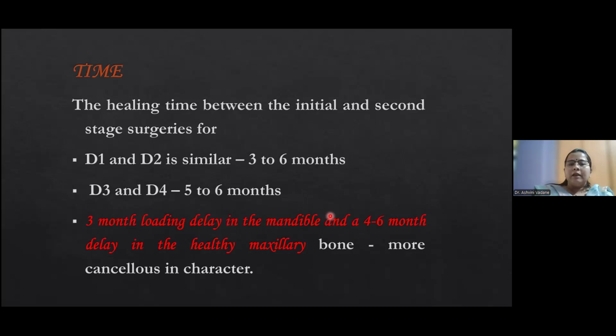The healing time between the initial and second stage surgeries for D1, D2, D3, D4, these are the bone qualities that we will see in the further lectures, where we are going to discuss the radiographic examination before the dental implants. So right now just try to understand that for D1 and D2, 3 to 6 months is required, and for D3 and D4, 5 to 6 months. This will be covered in detail in the radiographic examination for the dental implants.